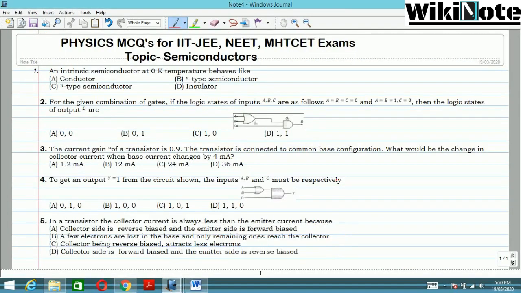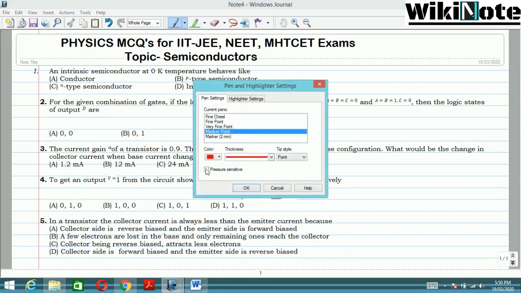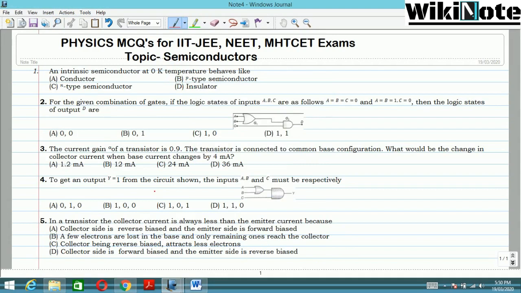So guys, I am back with the next 5 numericals. The first question is an intrinsic semiconductor. Sorry guys, some technical issues. Okay, now the first question is that an intrinsic semiconductor at 0 Kelvin temperature behaves like, by default it will behave like an insulator. So what will be its answer?